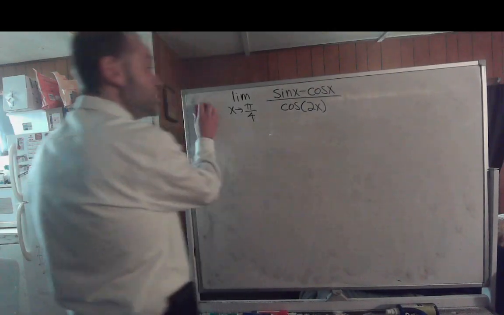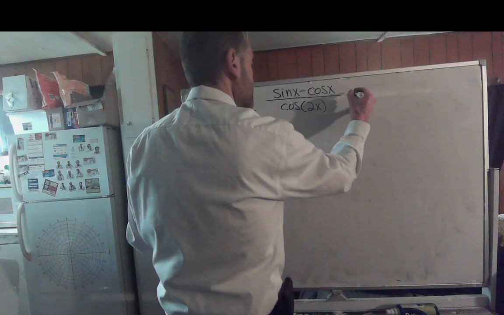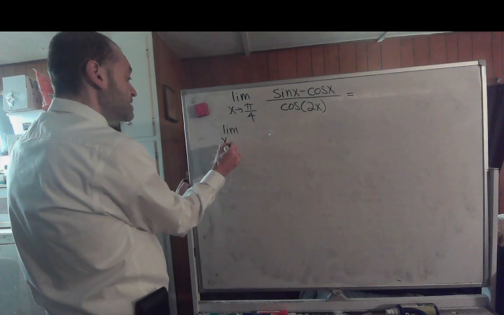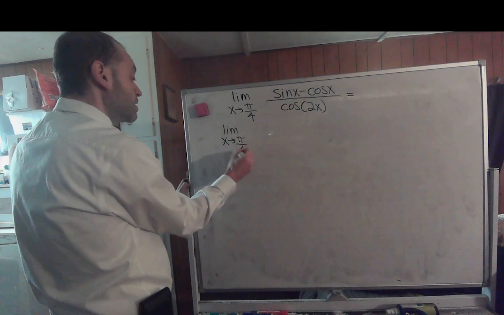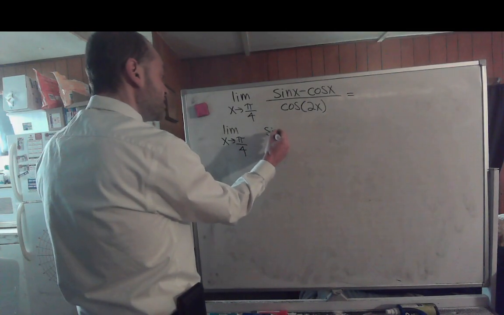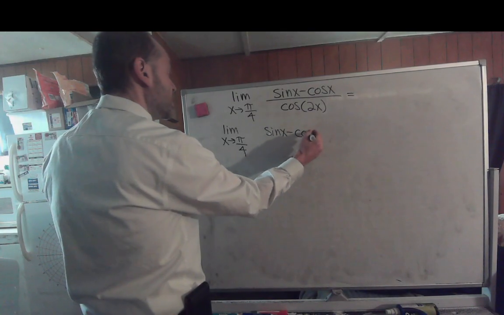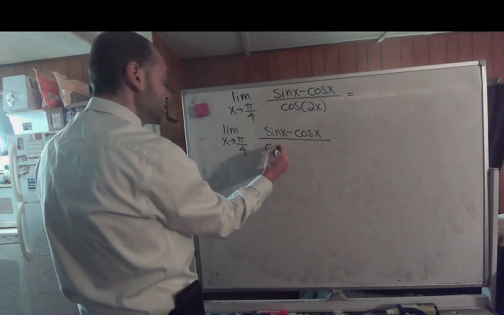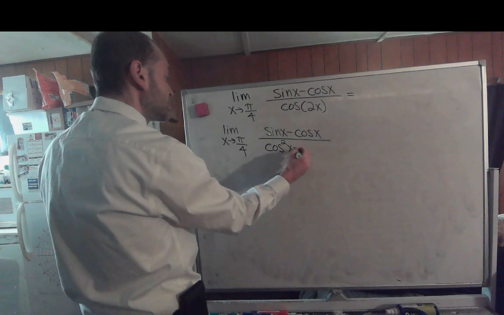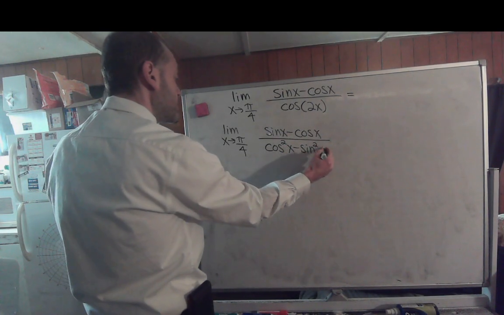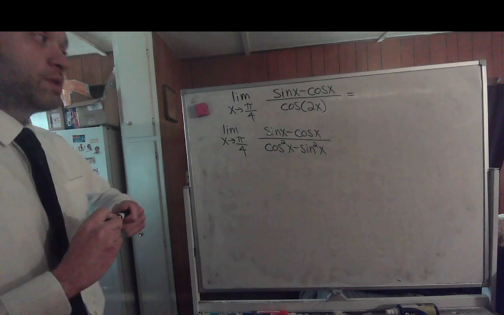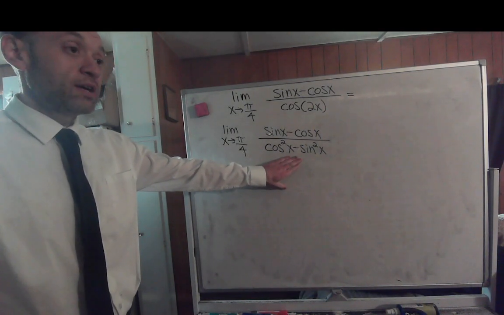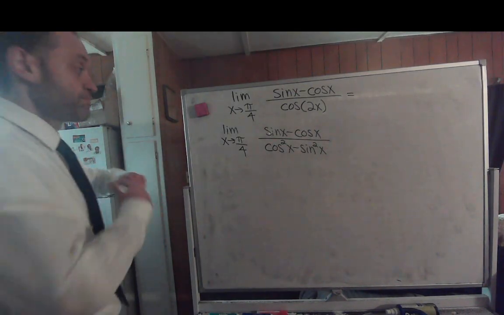So what we should do first is go ahead and convert this. This would become the limit as x approaches pi over 4 of the sine of x minus the cosine of x divided by, that cosine of 2x is the cosine squared of x minus the sine squared of x. Well, where am I going with this? The good news is this is the difference of 2 squares, so we can actually factor this.